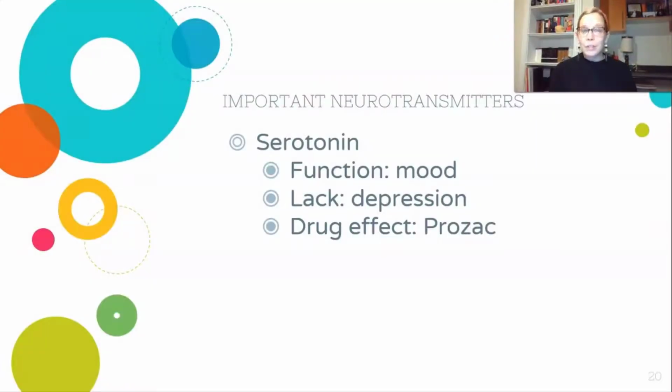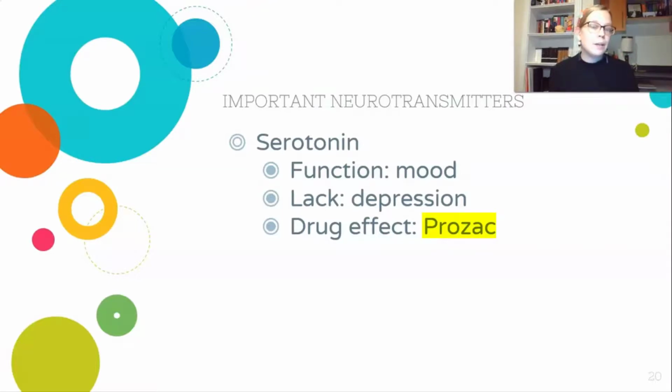Another major neurotransmitter that you need to know is called serotonin. Serotonin, like dopamine, is something that promotes mood. It helps regulate mood. So the joke that I mentioned on the last slide is that dopamine and serotonin are the only two things that really make you happy. So a lack of serotonin leads to depression. And many people who experience this lack of serotonin are prescribed drugs like Prozac.